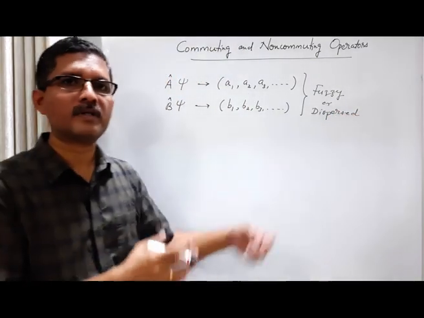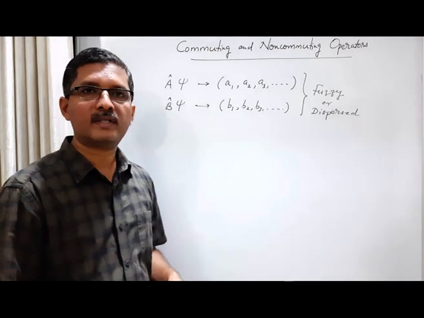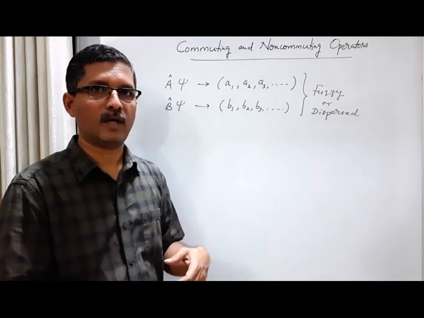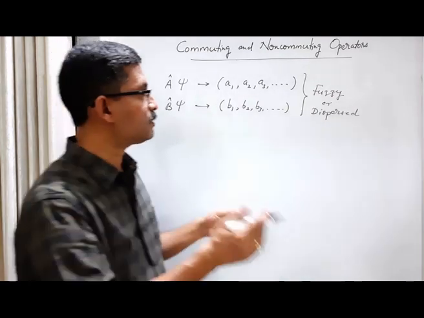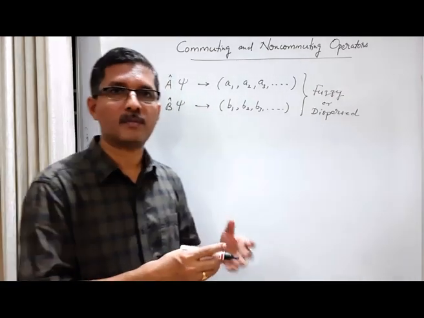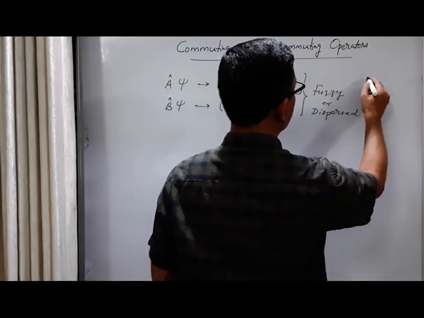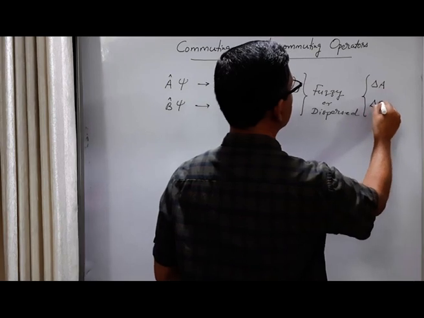There are different eigenvalues in each trial. And we can also calculate the spread of these eigenvalues from the mean of all these measurements. That spread is measured in terms of the standard deviation, or we use the term uncertainty, right? So we get delta A as well as delta B.